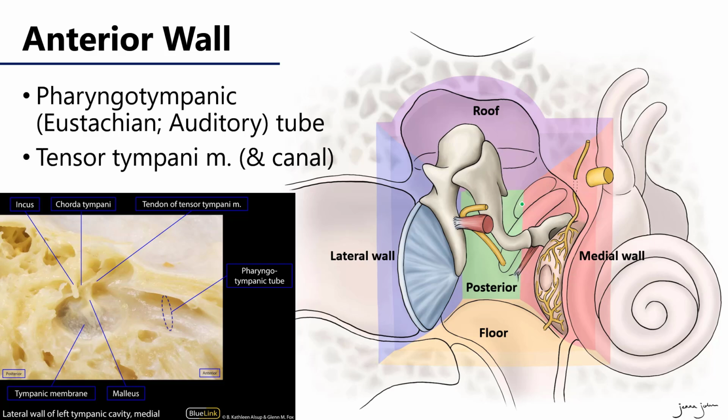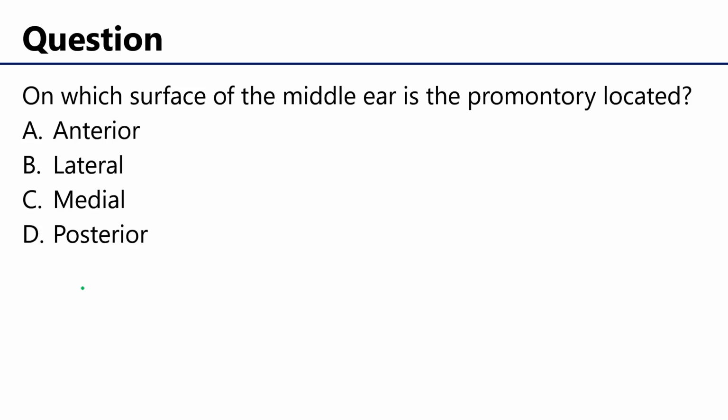The anterior wall, not seen here, is going to host the pharyngotympanic tube, or the eustachian tube there. We can see adjacent to that is the canal that is going to host tensor tympani, and we can see its tendon exiting the canal there.